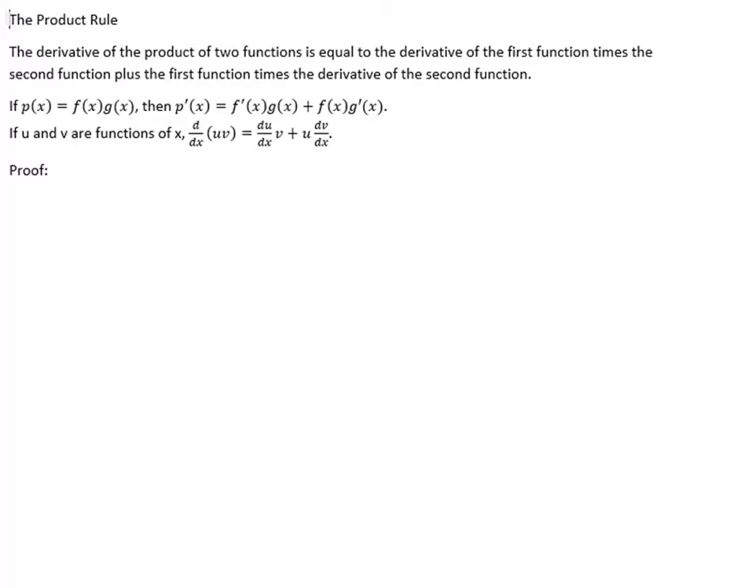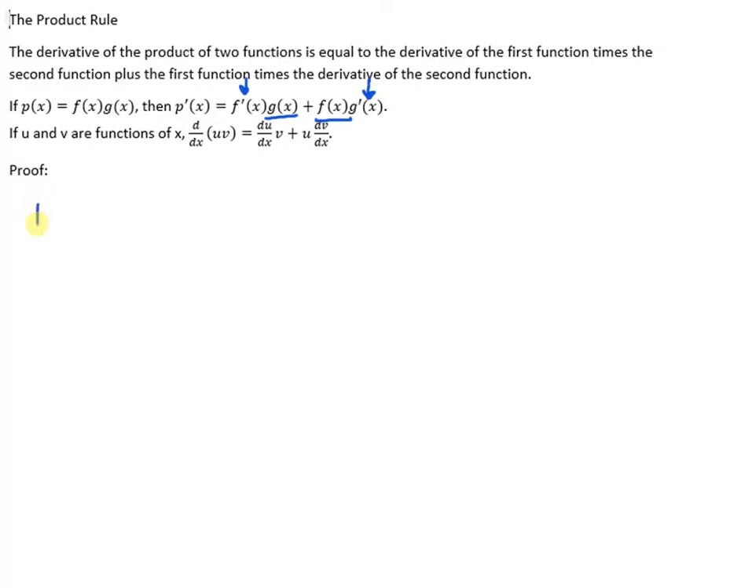Instead, this is how it works. What we do is we take the derivative of the first term, write the second term as it is, then add the first term as it is times the derivative of the second term. Here's the proof for that.